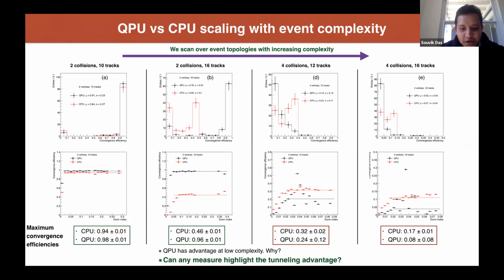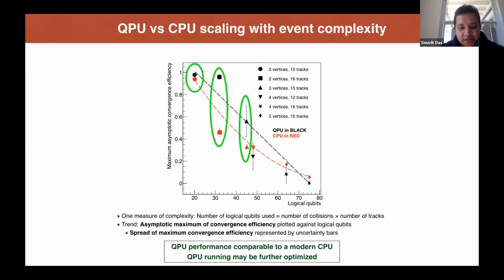And eventually, the QPU seems to have advantage at low complexity. We're not sure why, but we are trying to understand this. So then finally, this is the money plot.